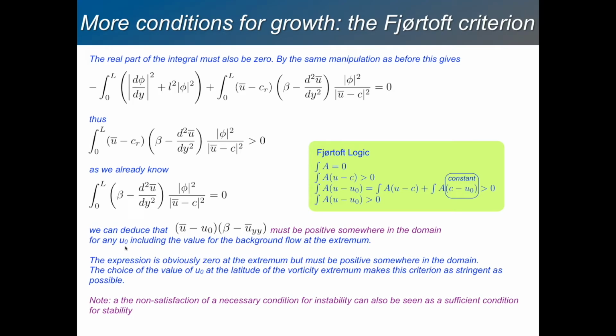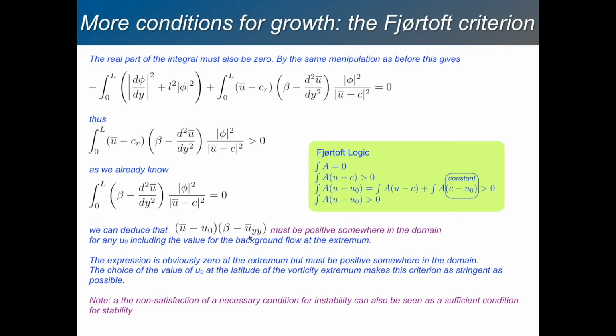Right, so what can we pick for u naught? Let's say we pick something very, very, very big. So that means that this term is certainly negative, which means that, well, this has got to be negative somewhere in the domain. Effectively, all we've done is recover the Rayleigh criterion, because the Rayleigh criterion tells me it's got to have both signs in the domain. It says it's got to change sign in the domain.